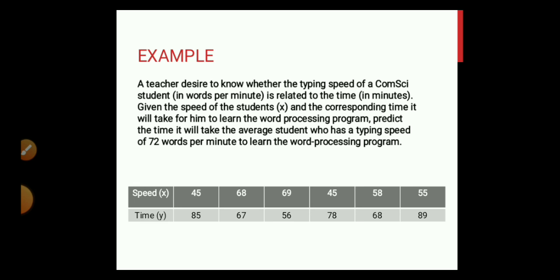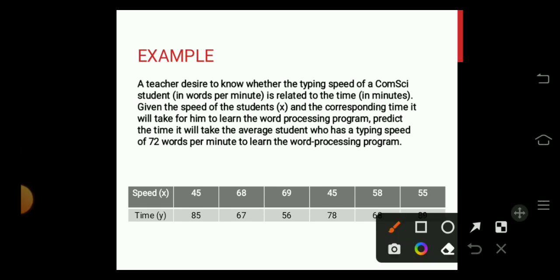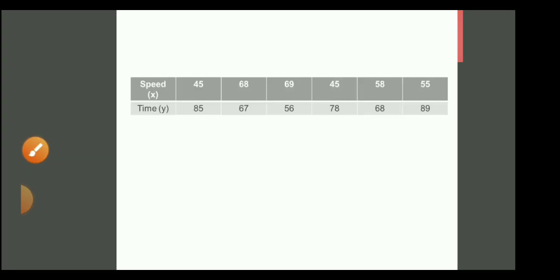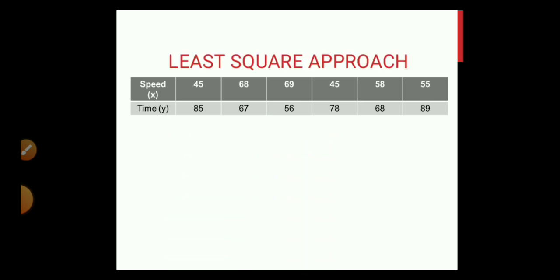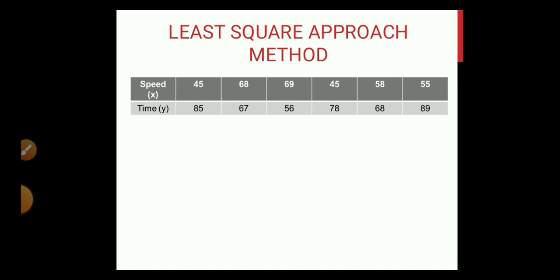What we are looking for here is the dependent variable, since the problem already gave a value for our independent variable. Since we don't have the values of the intercept and slope yet, we can't just solve for the dependent variable. So we will use the least square approach method to find the value of the intercept and slope.